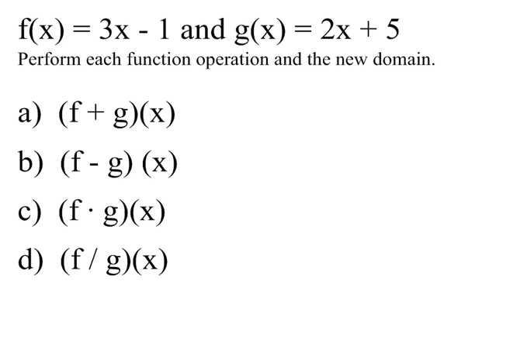Okay, so let's talk about each of these different operations. We have two functions. F of x is equal to 3x minus 1. 3x minus 1 is the first function. G of x is equal to 2x plus 5. 2x plus 5 is the second function.